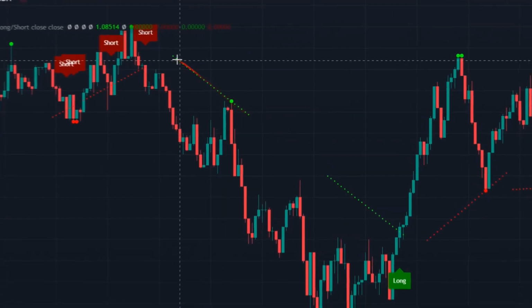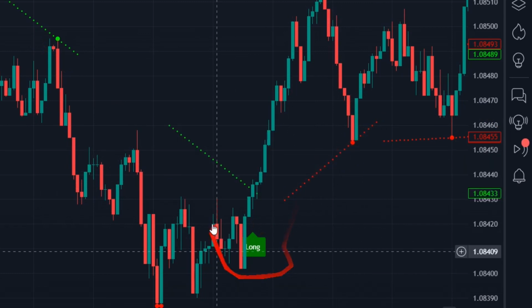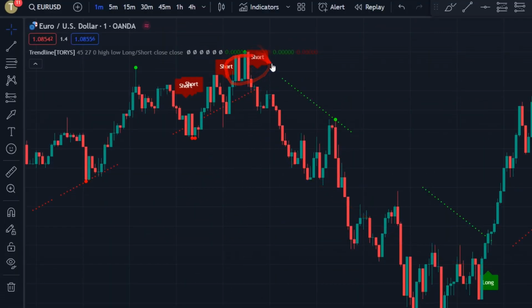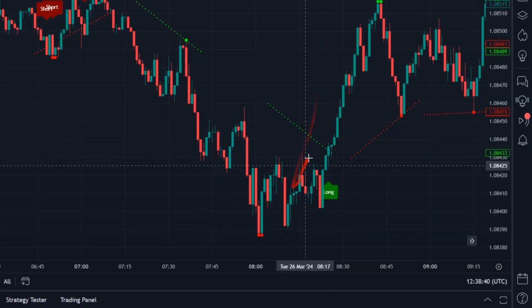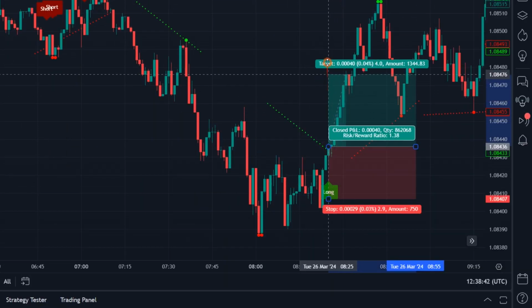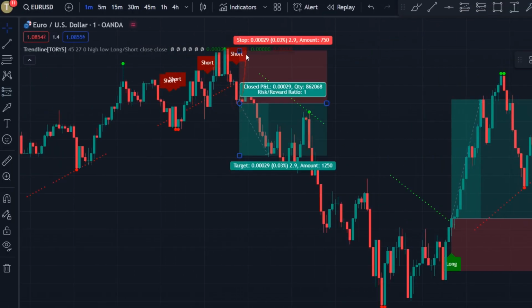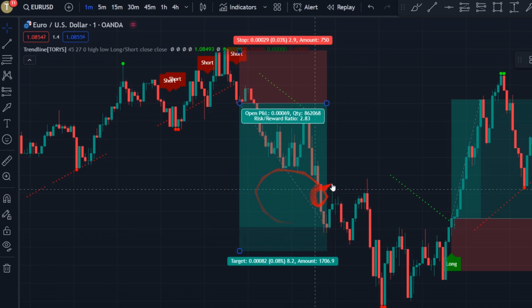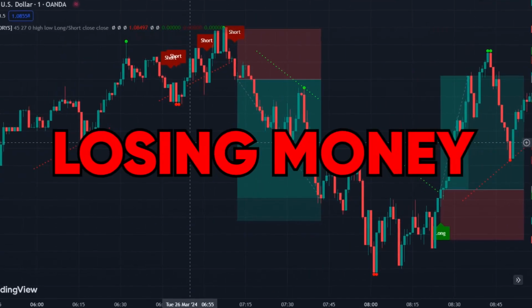As you can see, this indicator provides trend lines and buy and sell signals automatically, which can greatly help in your trades. Whenever you see a buy signal, you can enter a buy trade. And when you see sell signals, you can enter sell trades. But don't rush because haste always leads to losing money.